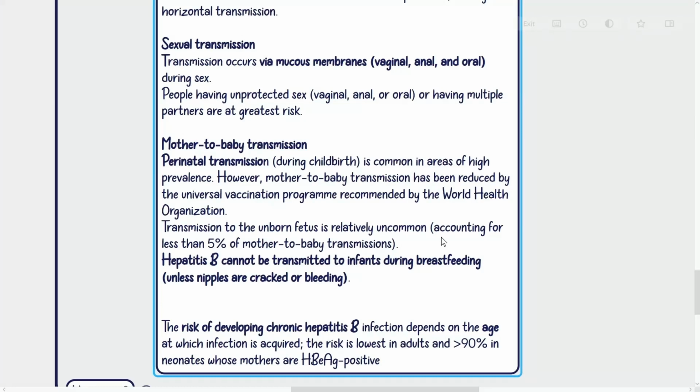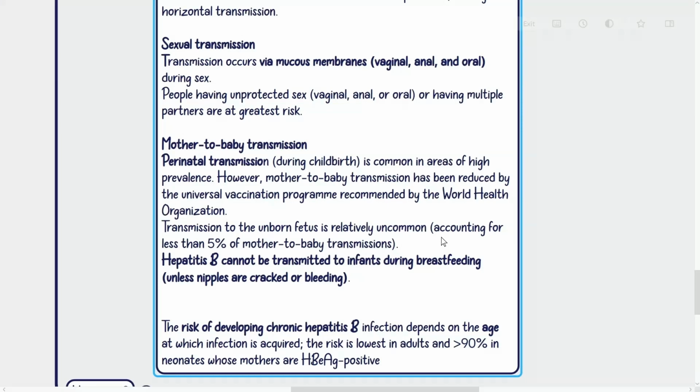Mother-to-baby transmission, perinatal transmission, during childbirth, is common in areas of high prevalence. However, mother-to-baby transmission has been reduced by the universal vaccination program recommended by the World Health Organization. Transmission to the unborn fetus is relatively uncommon, accounting for less than 5% of mother-to-baby transmissions. Hepatitis B cannot be transmitted to infants during breastfeeding unless nipples are cracked or bleeding.